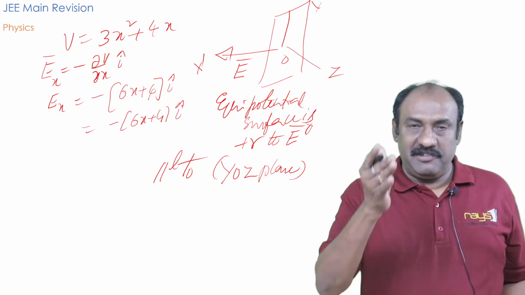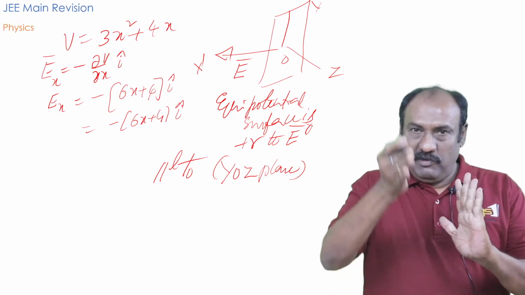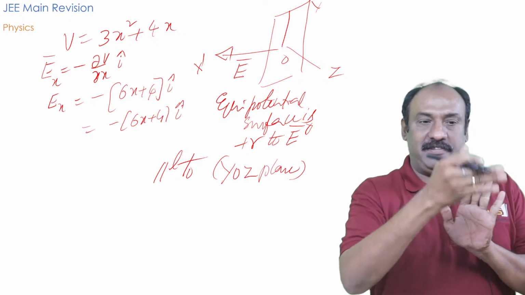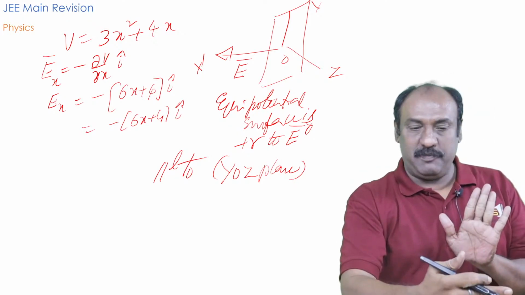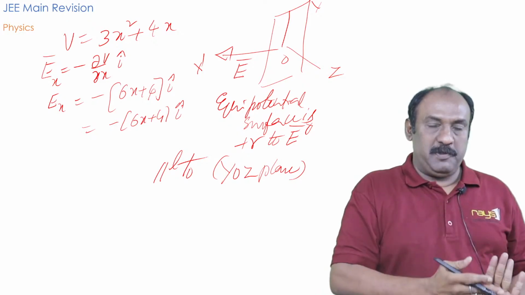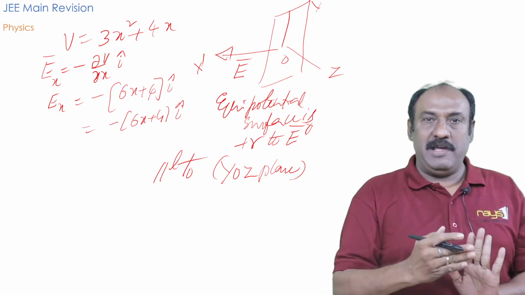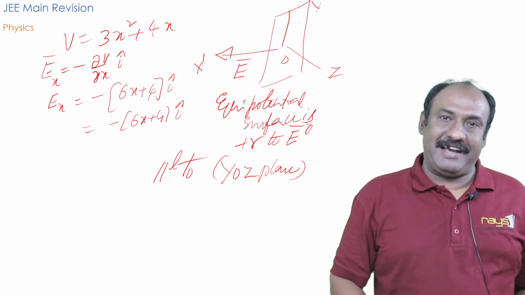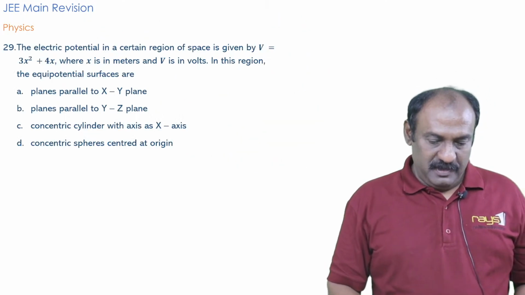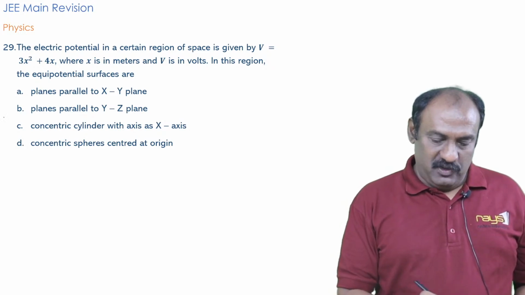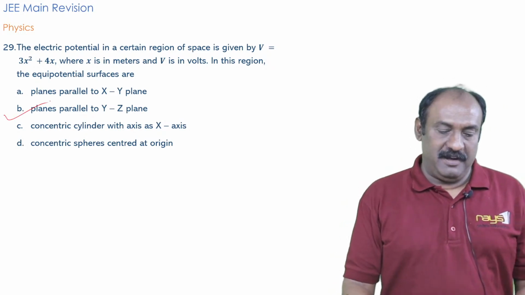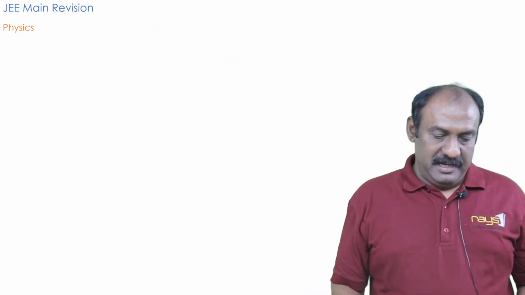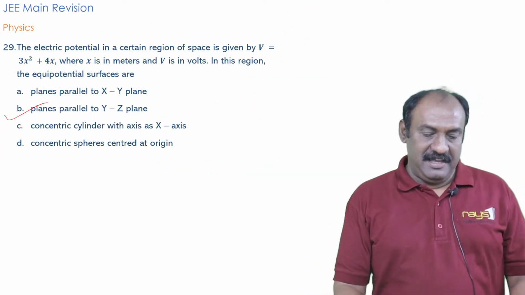So equipotential surfaces are imagined parallel to the YOZ plane. So this is the equipotential surface, and this is the direction of electric field intensity. So equipotential surfaces are parallel to the YOZ plane if the electric field intensity is towards the negative x axis. So for this one, parallel to the YOZ plane is the answer for question number 29. So for question number 29 the answer is B.